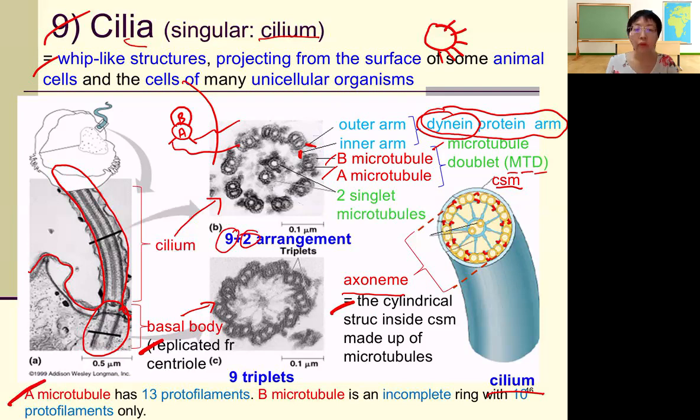Microtubule, we already learned there are 13 protofilaments, and this is for the A microtubule. Now the B microtubule is incomplete because it attaches to the A microtubule. Can you see the B microtubule? It is an incomplete ring because it attaches to A. So it is only made up of 10 protofilaments instead of 13, the normal one. The complete one is 13, but this one is only 10.